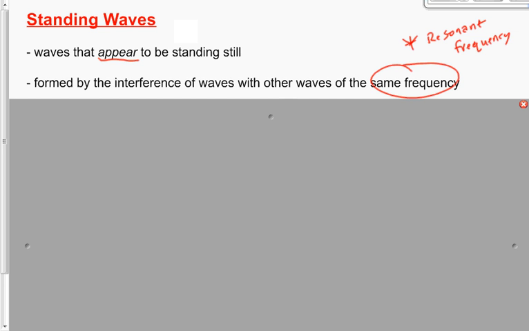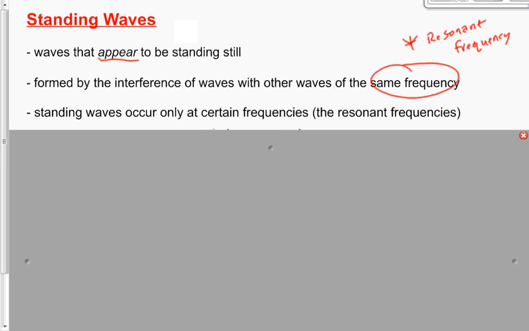The first resonant frequency of that string was 4 hertz. That's the one that produced the first standing wave in the demonstration. The second one was 8 hertz. The third one was 12 hertz, and so on. And there you go. Standing waves occur only at these specific frequencies that we call the resonant frequencies.